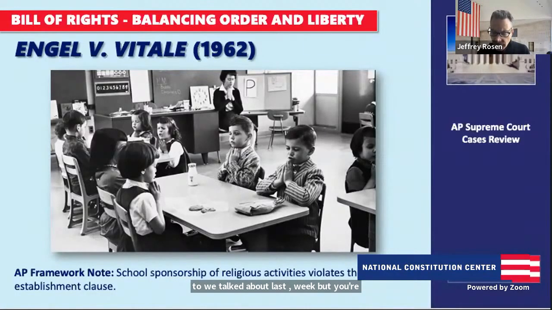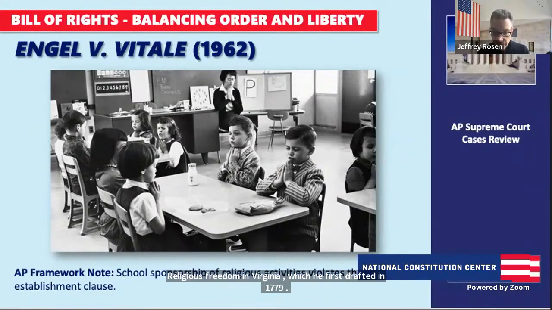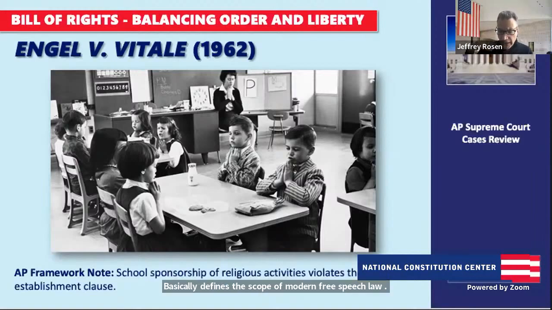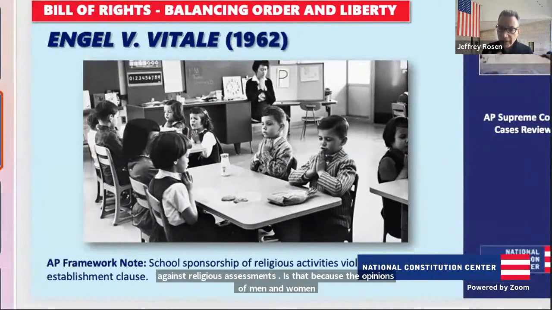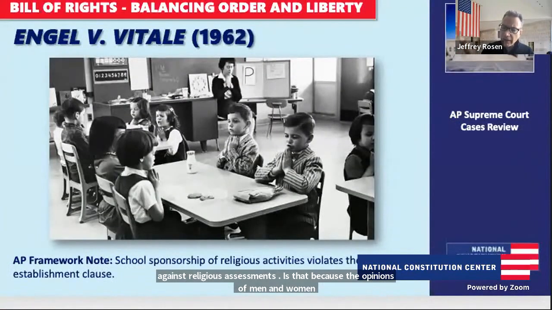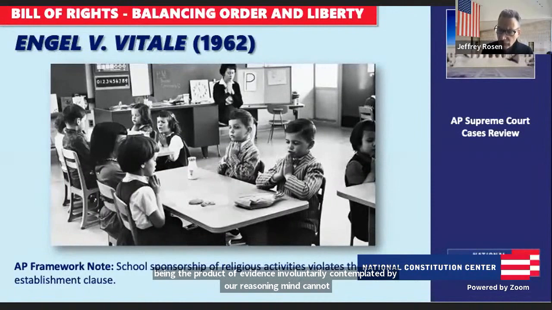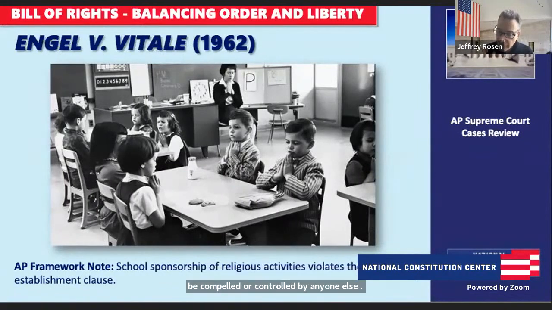And the basic argument that Jefferson had, which was echoed by Madison in his Memorial and Remonstrance against religious assessments, is that the opinions of men and women, being the product of evidence involuntarily contemplated by our reasoning mind, cannot be compelled or controlled by anyone else. In other words, I can't give you the power to form my opinions because they're the product of my reason and the evidence that my mind contemplates, and I have both the right and the duty to think for myself. It's a very powerful idea.